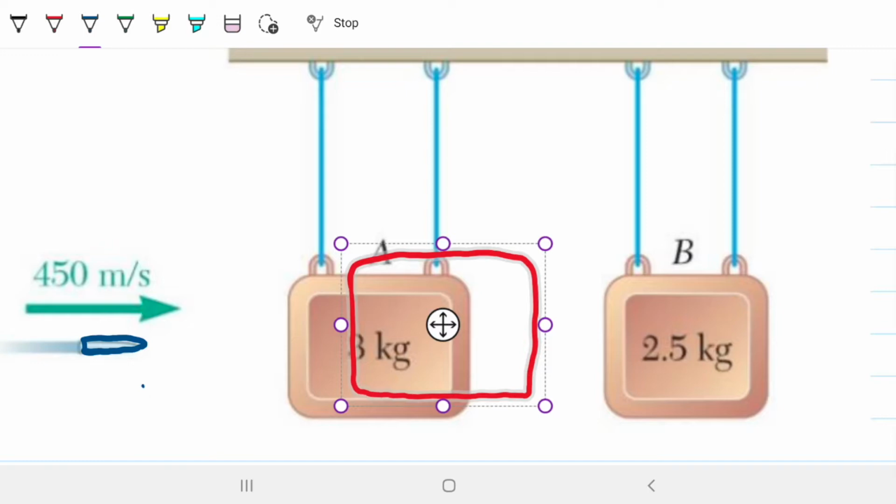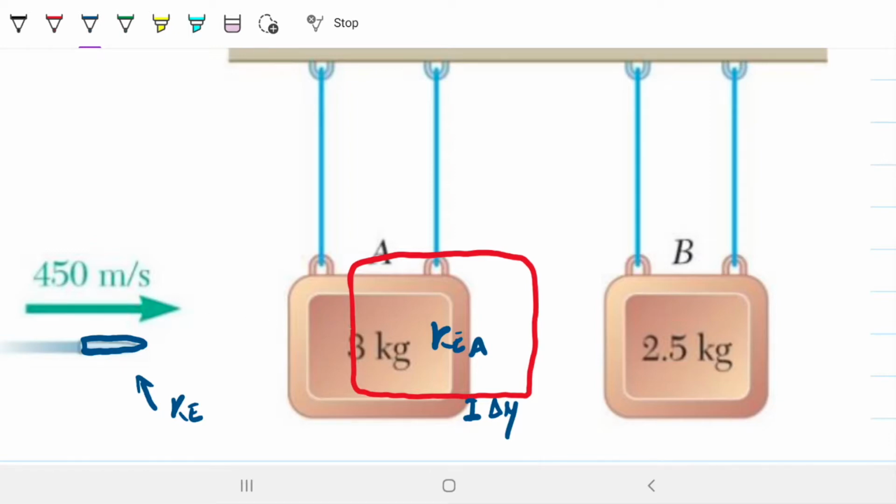That means that the kinetic energy of this bullet here is being converted not only into kinetic energy for A, but also into a bit of potential energy for A. A little delta Y here that is due to the movement, and the energy taken from the bullet needs also to be accounted for. We don't have any information about this. So this is a situation in which using the conservation of momentum makes more sense.